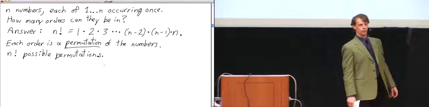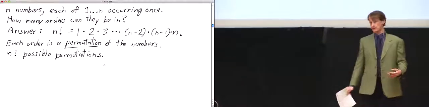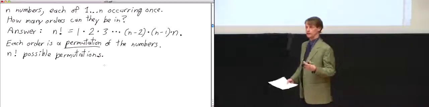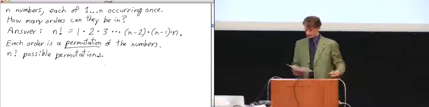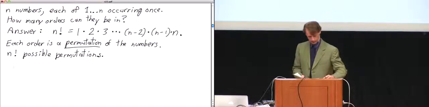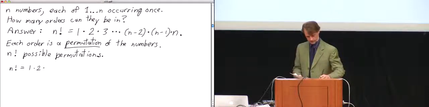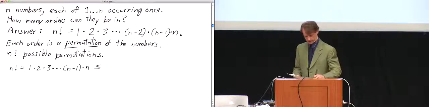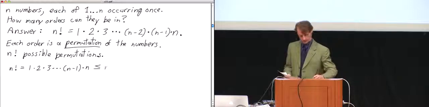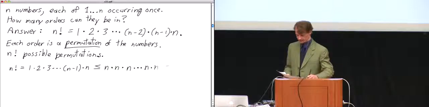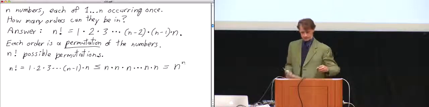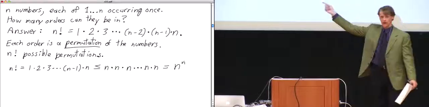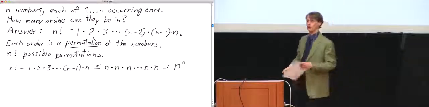So one thing I want to know is a rough estimate on how big n factorial can be, or more precisely, how big the logarithm of n factorial can be. So let's observe a few things about how big and how small n factorial is. First of all, since it's equal to 1 times 2 times 3 times so on up to n, that is less than or equal to taking n and multiplying it by itself n times. So we know that n factorial cannot be bigger than n to the nth power.